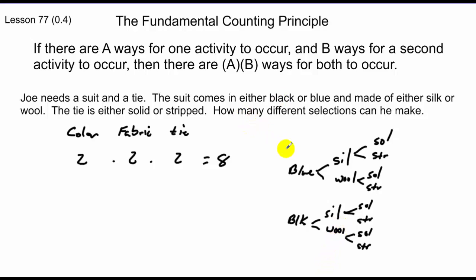This is called a tree diagram. It gives us all the different possibilities. So for instance, this is a blue wool suit with a solid tie. And you can see at the end of this I have 1, 2, 3, 4, 5, 6, 7, 8 choices. If I go through and list all the different possibilities, it's called a sample space.